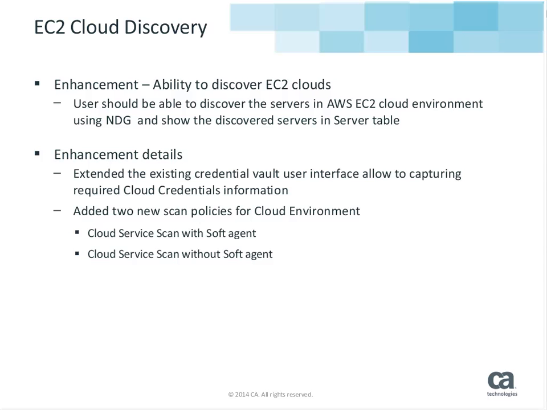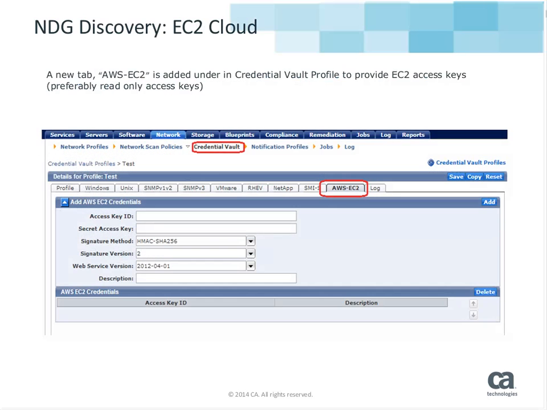So the goal here is to extend the credential vault user interface to allow caching of required cloud credential information. So we added cloud service scan with the soft agent, also without the soft agent. And giving you a high level without going into detail, to actually see what we've done, we created a new tab. So for the AWS EC2, we added under the credential vault profile a place to provide the EC2 access keys, preferably read-only access keys. So you go into the credential vault, you find the AWS EC2 tab. You'll be able to access it with the appropriate credentials that you have with Amazon.